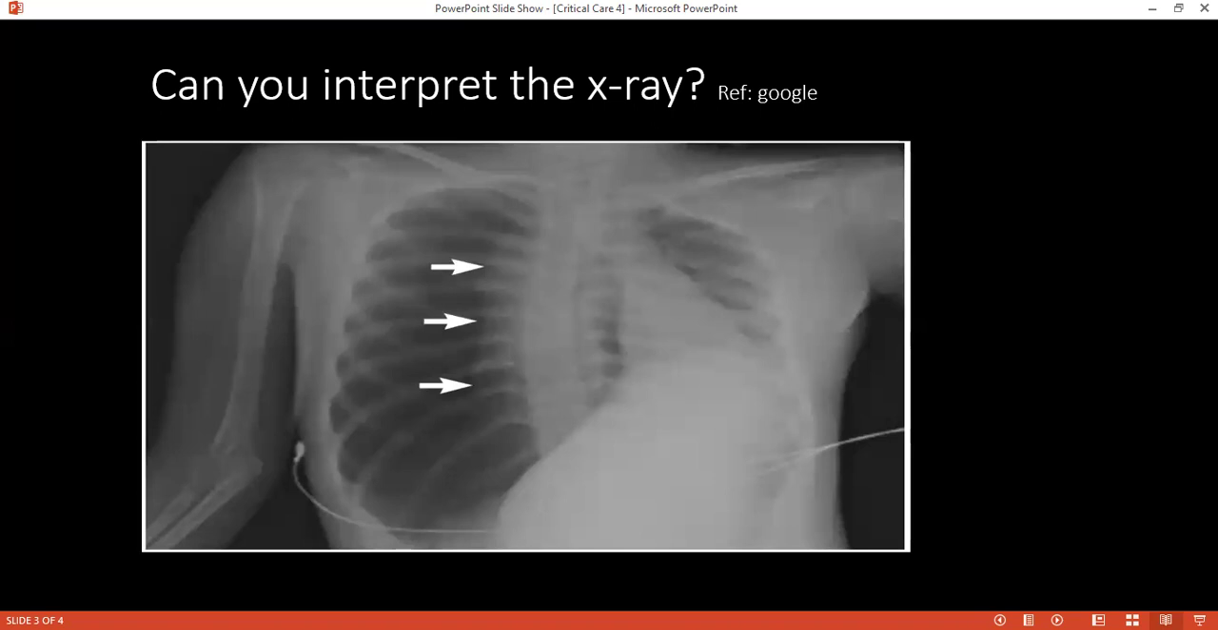Can you tell me what are the complications that you expect when a central venous line is inserted? It can be immediate and it can be late. Very good.